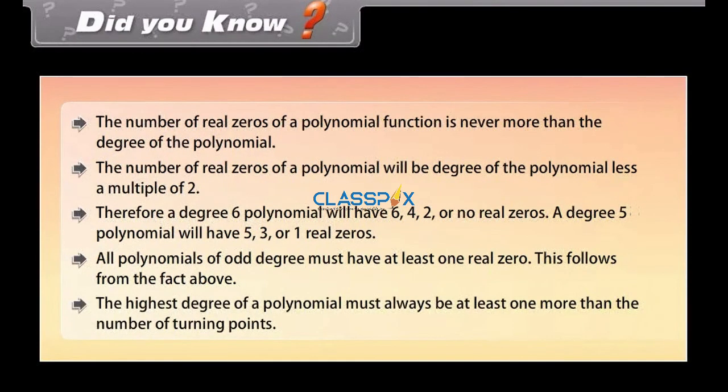The highest degree of a polynomial must always be at least one more than the number of turning points.